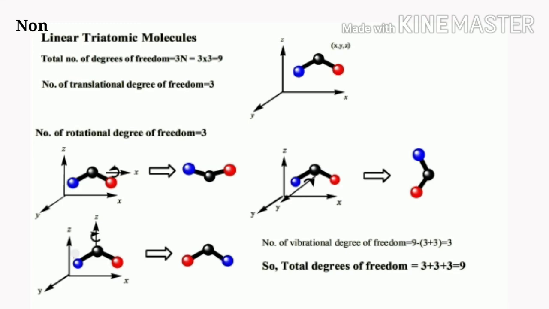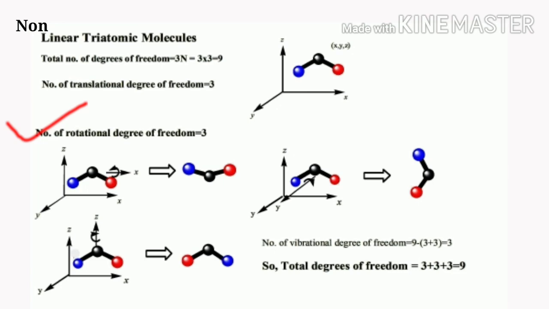Now, in case of a non-linear triatomic molecule, the total number of degrees of freedom is equal to 3 into 3 equal to 9. Okay, and the number of translational degrees of freedom is 3, since we need all the 3 coordinate axes to specify its translational motion.